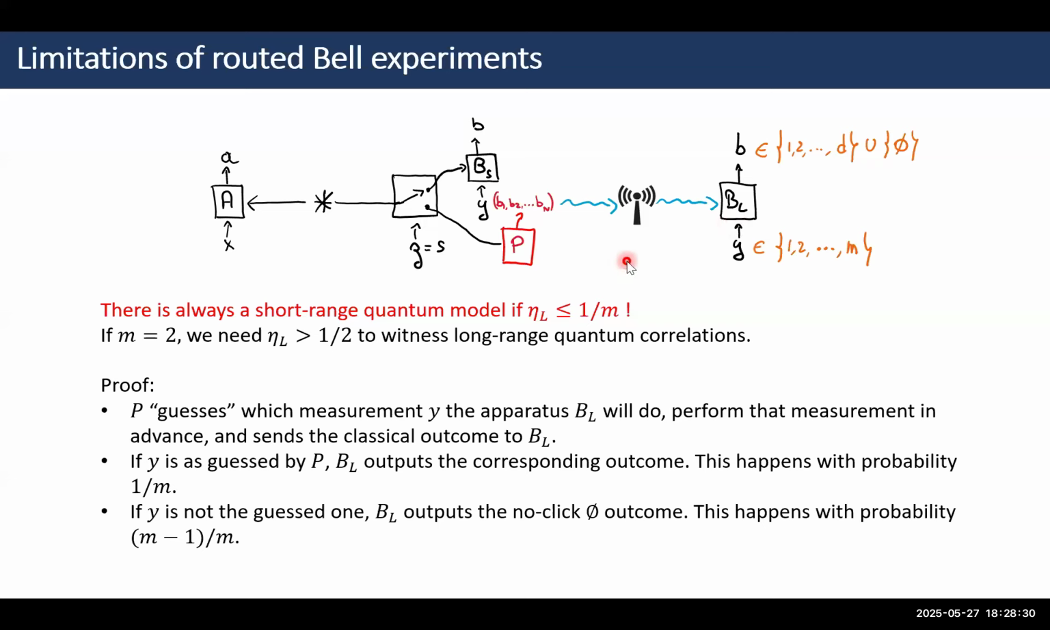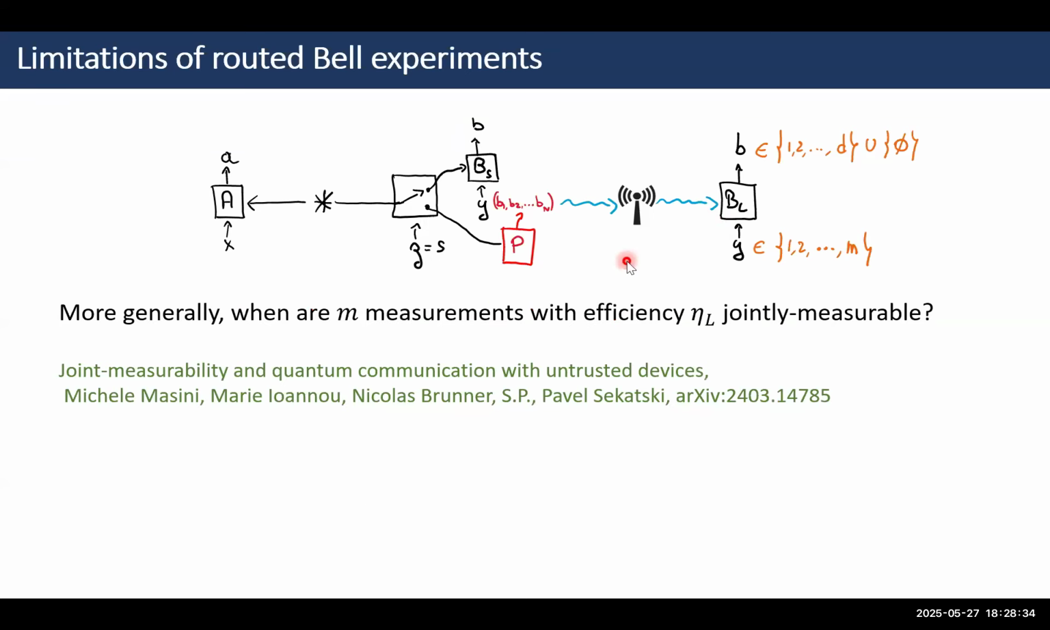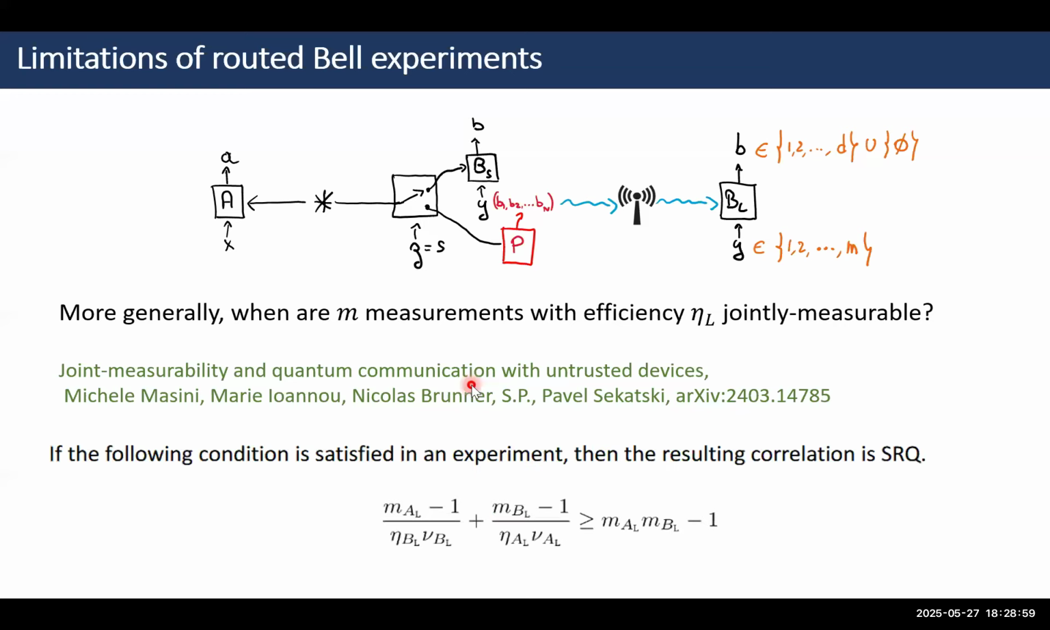Actually, you can improve these bounds. I will not go into details, but the general question you can ask is, given that I have m measurements which are done with some efficiency, when does there exist a joint measurement that reproduces that? In another paper, the reference is here, we studied this question, and we derived many different bounds. Here is one example. I won't explain it in detail, but you see there is a relation involving the number of measurements performed on Bob's side and on Alice's side, the efficiency on Alice's side, the efficiency on Bob's side, and the visibility of the measurements. Whenever the relation between all these parameters satisfies some inequality, you can always prove that there is a joint measurement.